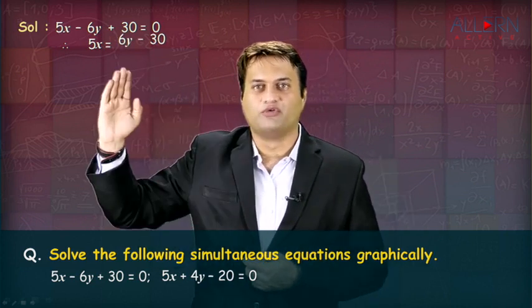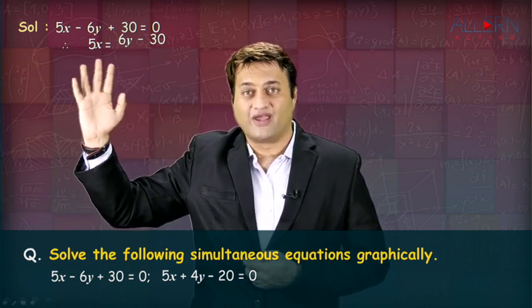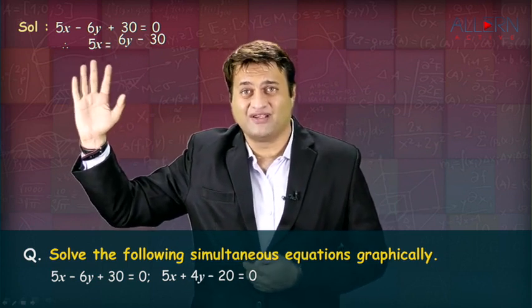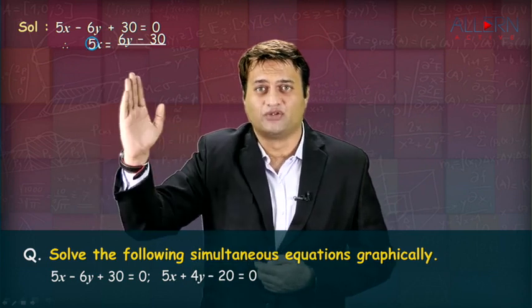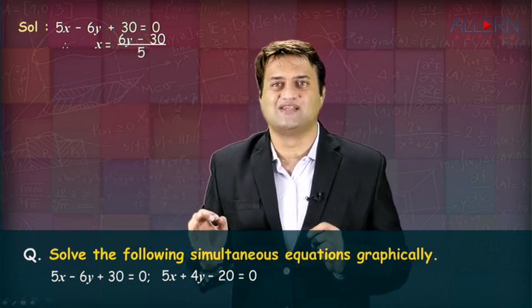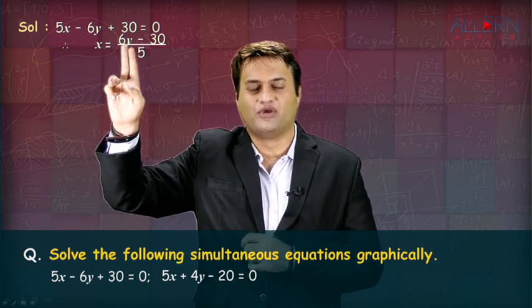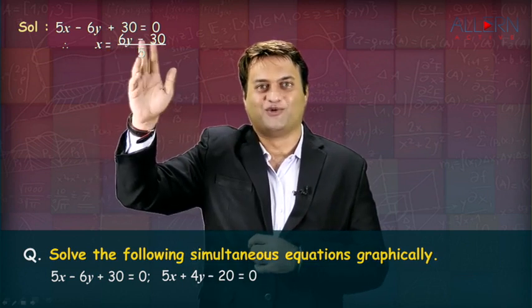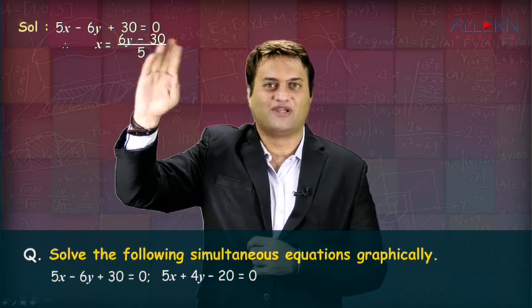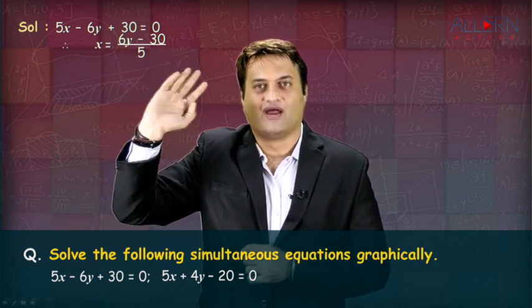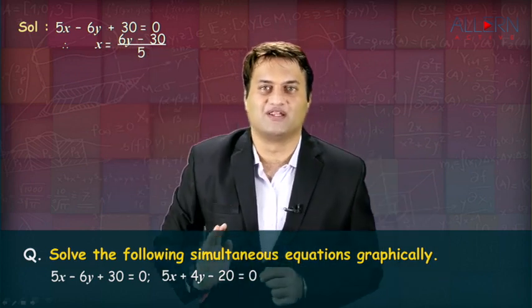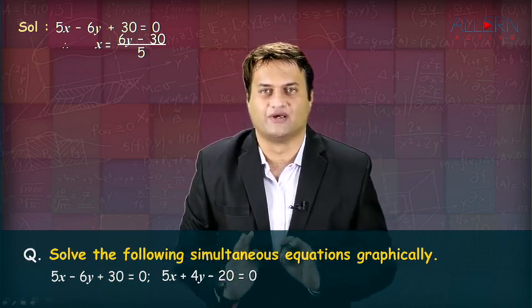But as we all know, we don't want the value of 5x, we want the value of x, right? So let us take this 5 to the denominator and you get x is equal to 6y minus 30, with the bigger coefficient variable and the constant together. So x is equal to 6y minus 30 upon 5. This arrangement is clear, right?